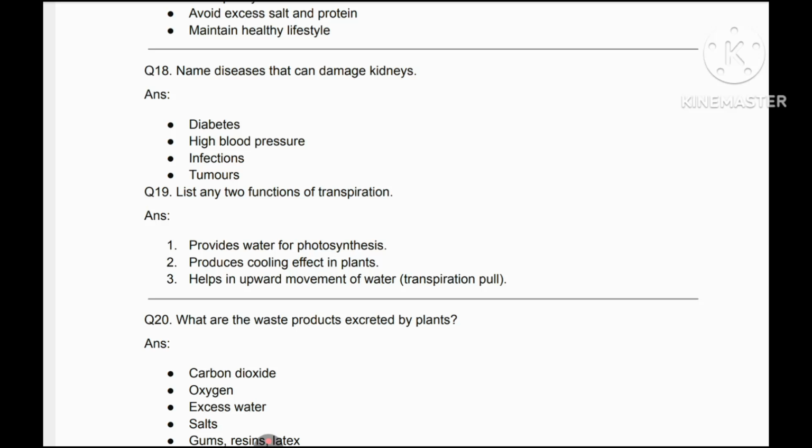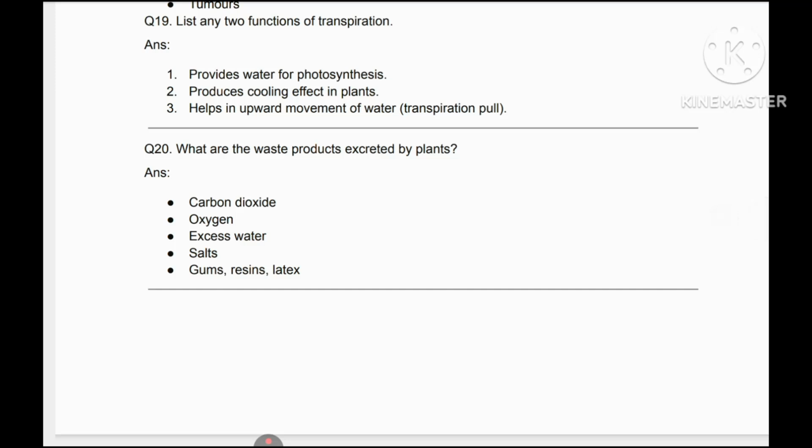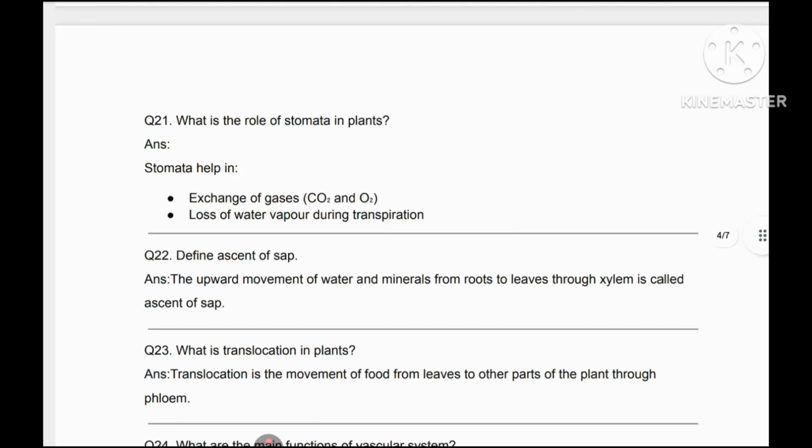List any two functions of transpiration: provides water for photosynthesis, produces cooling effect in plants, helps in upward movement of water. What are the waste products excreted by plants? Carbon dioxide, oxygen, excess water, salts, gums, resins and latex. What is the role of stomata in plants? Stomata help in exchange of gases, that is CO2 and O2, and loss of water vapor during transpiration.